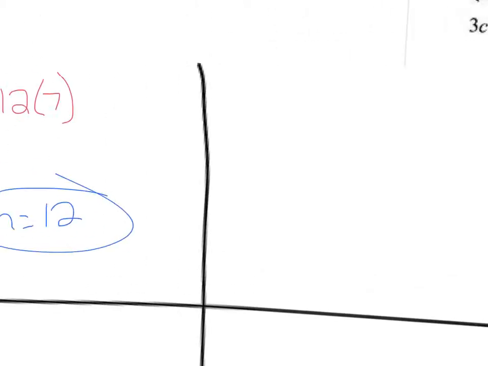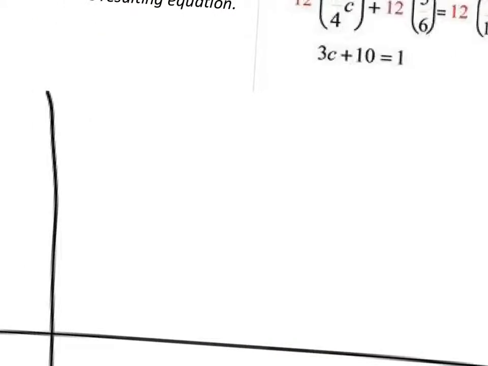Wait, no, I'm not done. All right, let's look at 4x over 8 minus x over 6 equals 1 over 12.